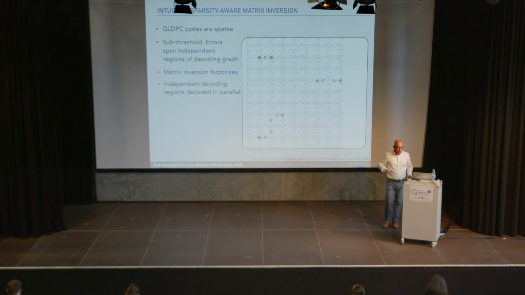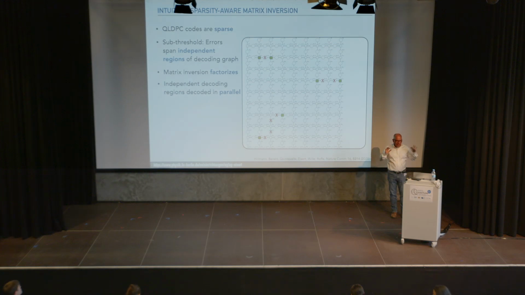How can we do this? And here's the intuition. The point is that we want to do some sparsity-aware matrix inversion, because QLDPC codes are sparse. There are constantly many neighbors, which means that you have errors that will be somewhere below threshold.